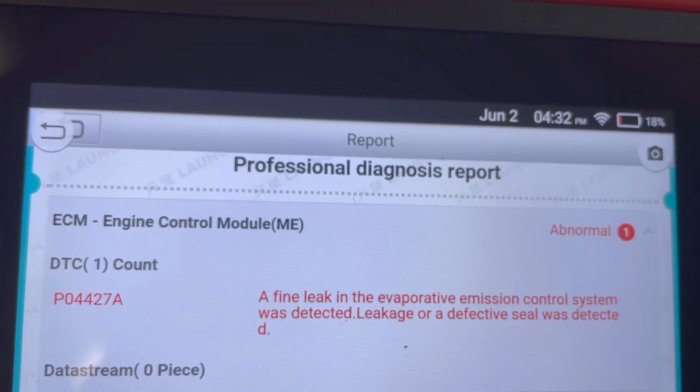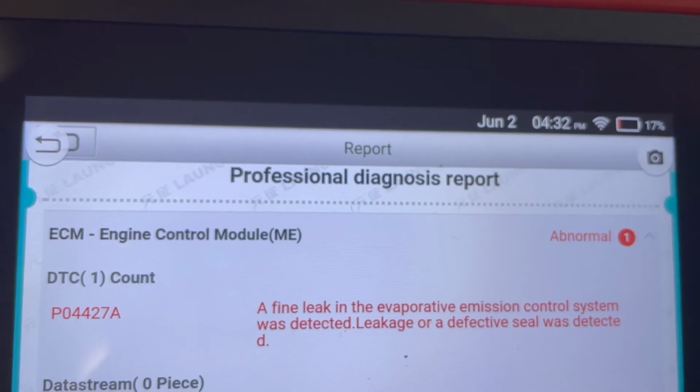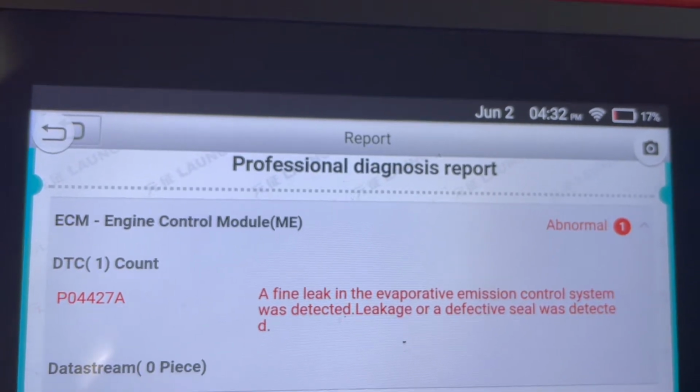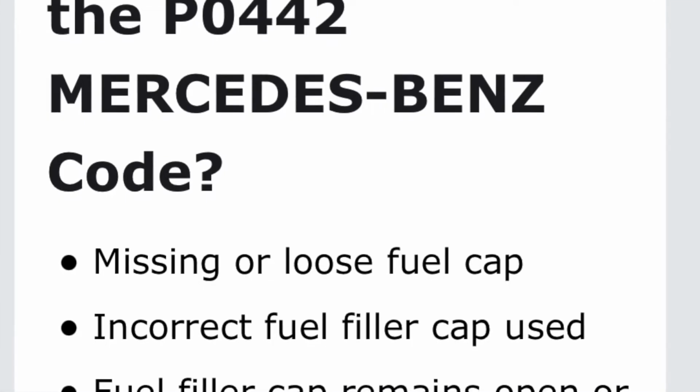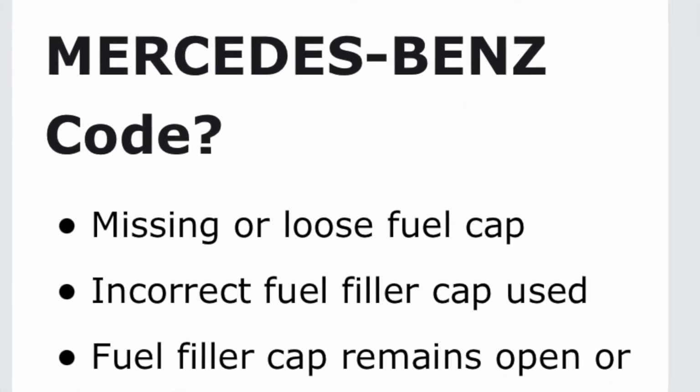I did some research on what a P0442 is on the internet, and this is what I found out. P0442 Mercedes-Benz code, and these are the causes.